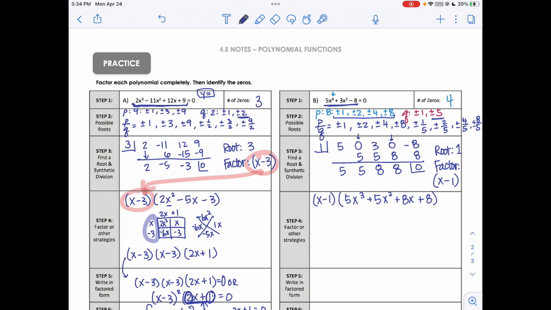Now we're going to break these guys down, and I think grouping method would work again for this one because 5x cubed and 5x squared has 5x squared in common, and 8x and 8 have 8 in common. So I think that'll work. So here's x minus 1. Then I'm going to group 5x cubed plus 5x squared together. Plus 8x plus 8 needs to be in its own group, and then the last parentheses that'll match this one.